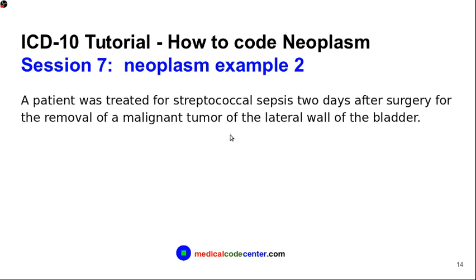So let's go to the second example. A patient was treated for streptococcal sepsis 2 days after surgery for the removal of a malignant tumor of the lateral wall of the bladder. Since we have a complication of the surgery, as we went through the code guideline, we have to code the complication as the principal code. So the complication is sepsis.